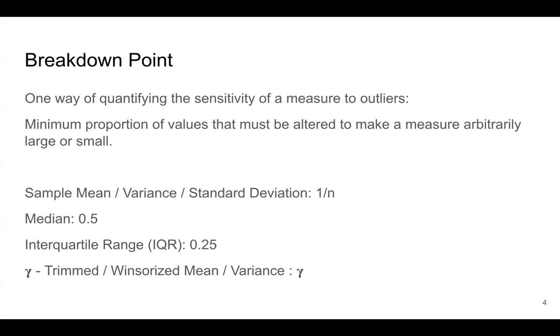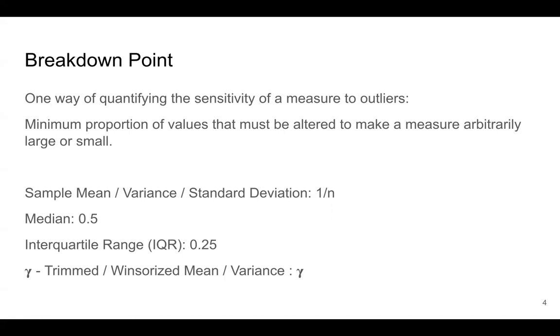So the breakdown point of the sample mean, sample variance, and sample standard deviation is 1 over n, which means if you have n samples in your data, by just altering one of them you can make the sample mean, sample variance, and sample standard deviation go wrong. Just by altering one sample, your sample mean and sample standard deviation can be unreliable.